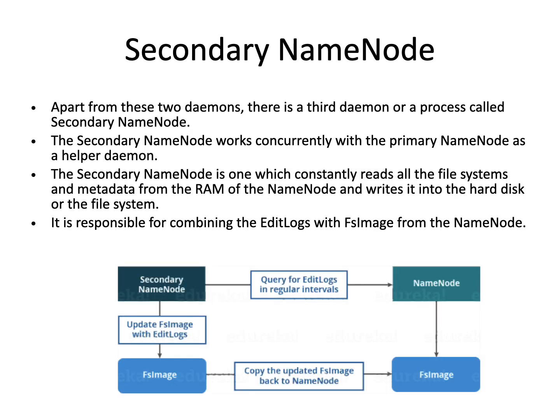And apart from these two daemons, there is a third daemon or process which is known as the secondary name node. This secondary name node works concurrently with the primary name node as a helper daemon, and it constantly reads all the file systems and metadata from the RAM of the name node and writes it into the hard disk or the file system. It's responsible for combining the edit logs with the FS image from the name node.